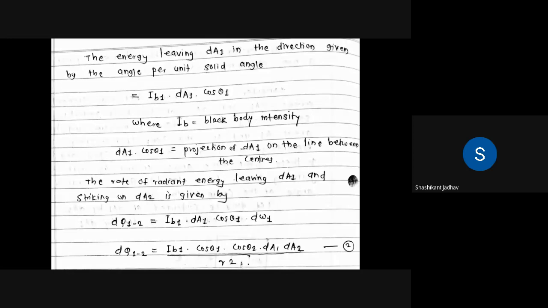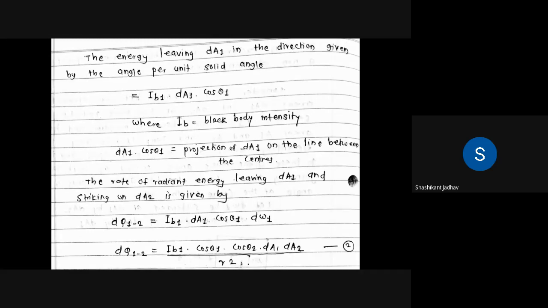Okay, so the intensity of radiation. Now we have considered black bodies. So what is the intensity of radiation? IB1, and what is the area which is normal, that is DA1 cos theta 1. Okay, so all of you write down the equation, the energy leaving DA1 in the direction given by the angle, per unit solid angle. We know the equation of the intensity of radiation, I is equal to dq upon da into d omega. So from that equation, we write down the equation for the dq. I into da into d omega.